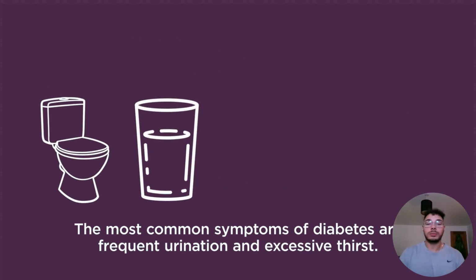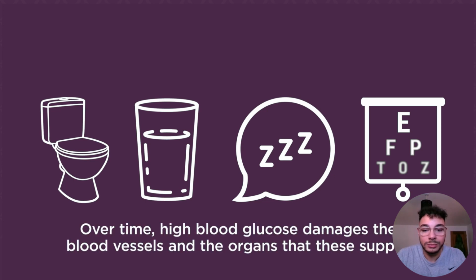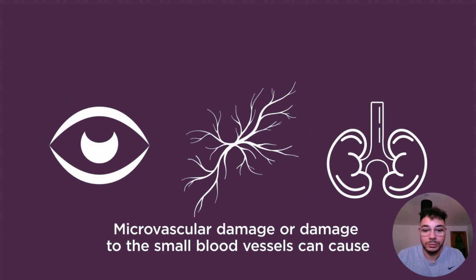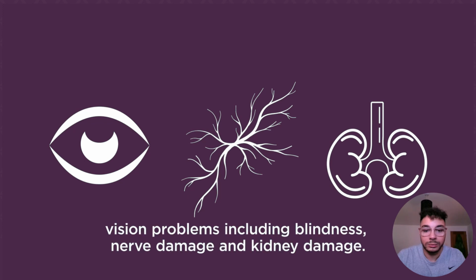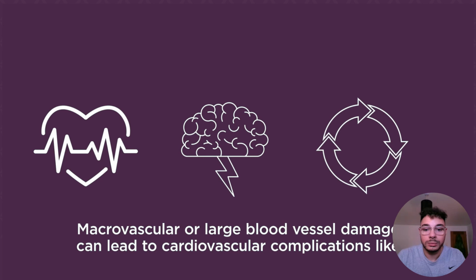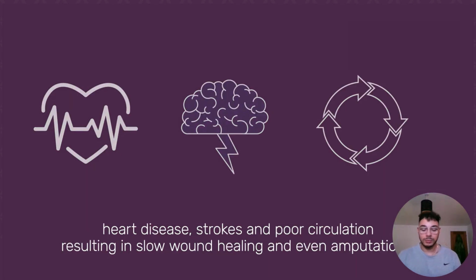The most common symptoms of diabetes are frequent urination and excessive thirst. And other symptoms include weakness, drowsiness, and blurred vision. Over time, high blood glucose damages the blood vessels and the organs that these supply. Microvascular damage, or damage to the small blood vessels, causes vision problems including blindness, nerve damage, and kidney damage. Macrovascular or large blood vessel damage can lead to cardiovascular complications like heart disease, strokes, and poor circulation, resulting in slow wound healing and even amputations.